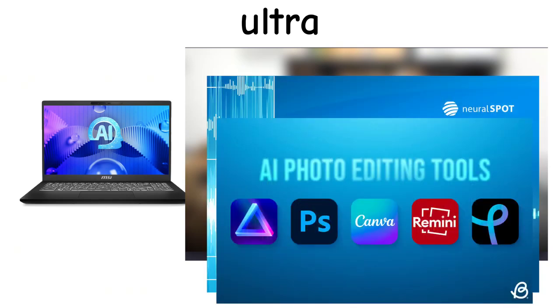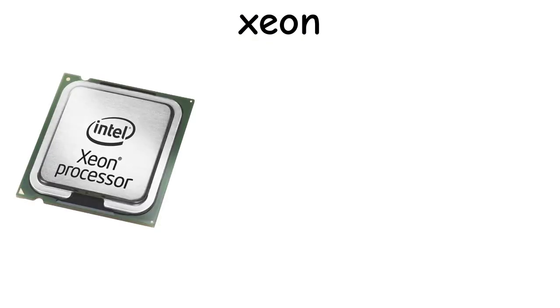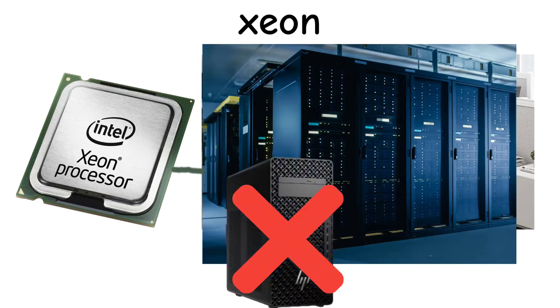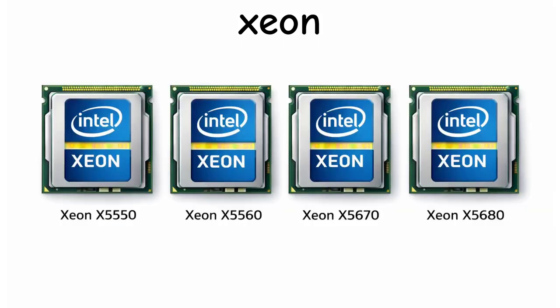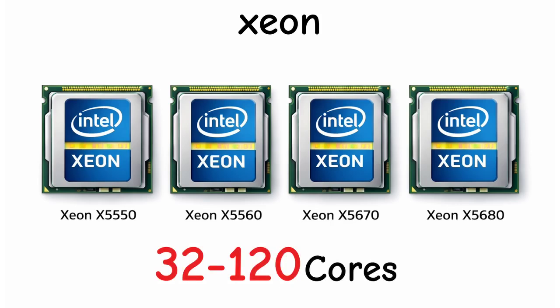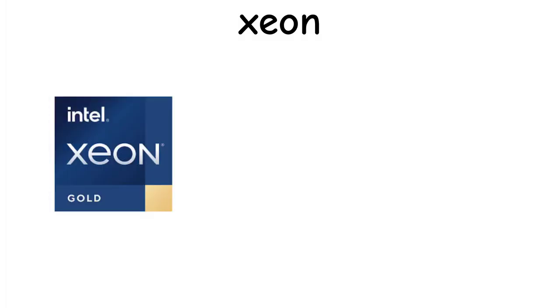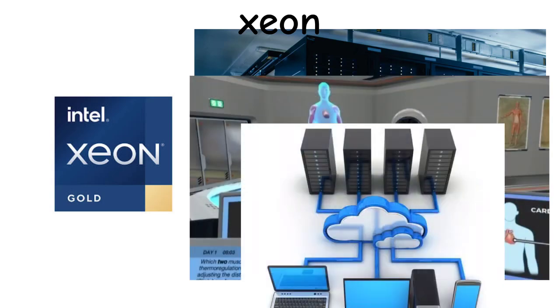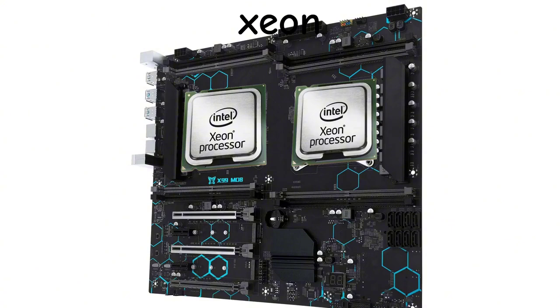Xeon. Intel's Xeon processors are designed for professional workstations and servers rather than normal personal computers. The Xeon processor family was first introduced in 1998. These processors often have a very large number of cores, sometimes 32, 64, or even more. Xeon CPUs are used in data centers, scientific simulations, cloud computing, and other environments where computers need to run heavy workloads continuously without crashing. Some systems can even run multiple Xeon processors on a single motherboard to increase computing power even further.